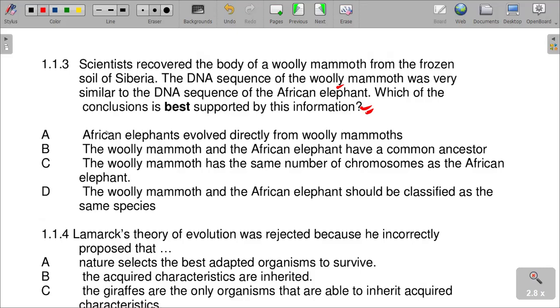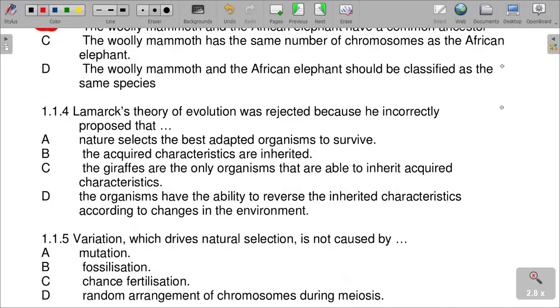So now, the African elephant did not evolve directly from the woolly mammoth. The woolly mammoth and the African elephant have a common ancestor which they both originated from. They have a common ancestor where they all come from, so that they share their DNA. The DNA is closely related, hence they are able to be linked together.